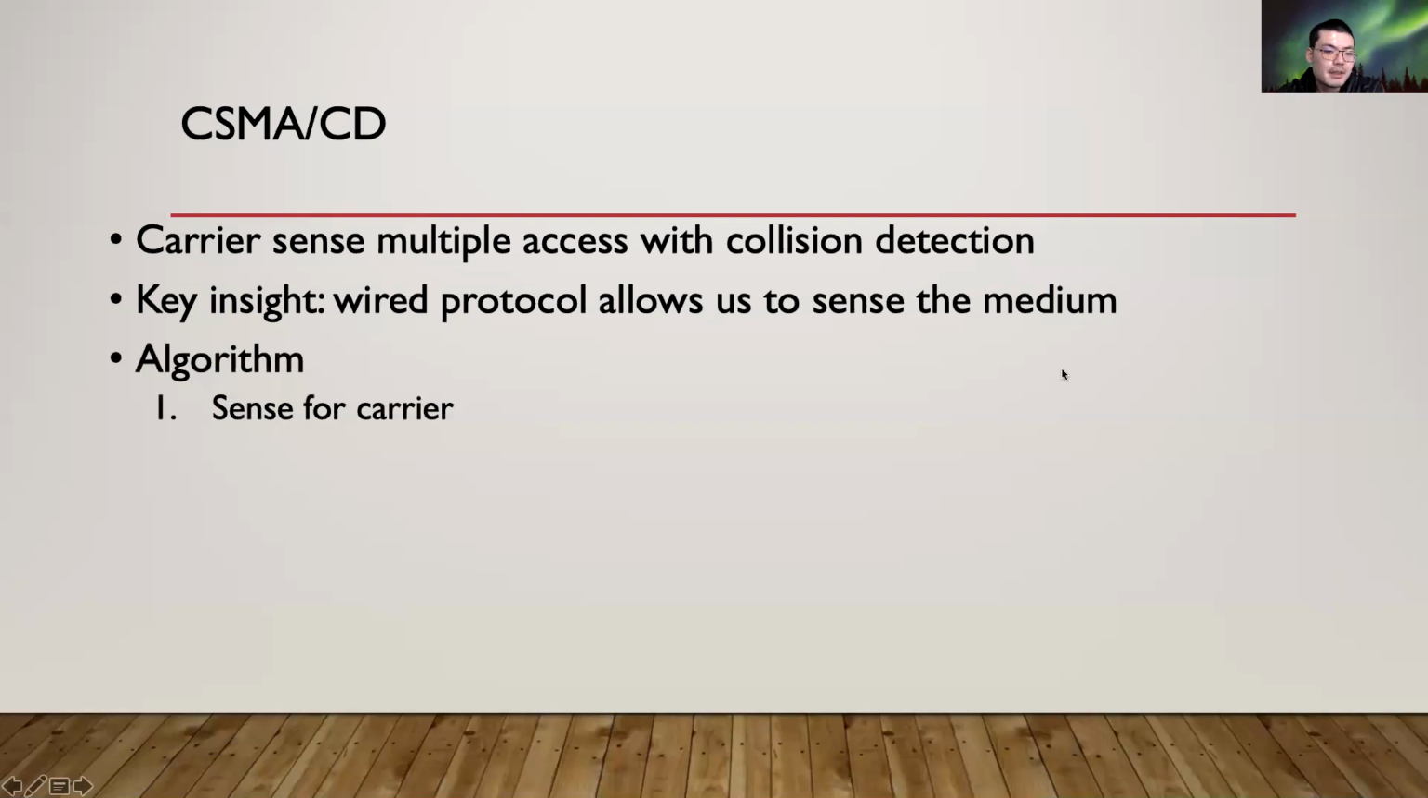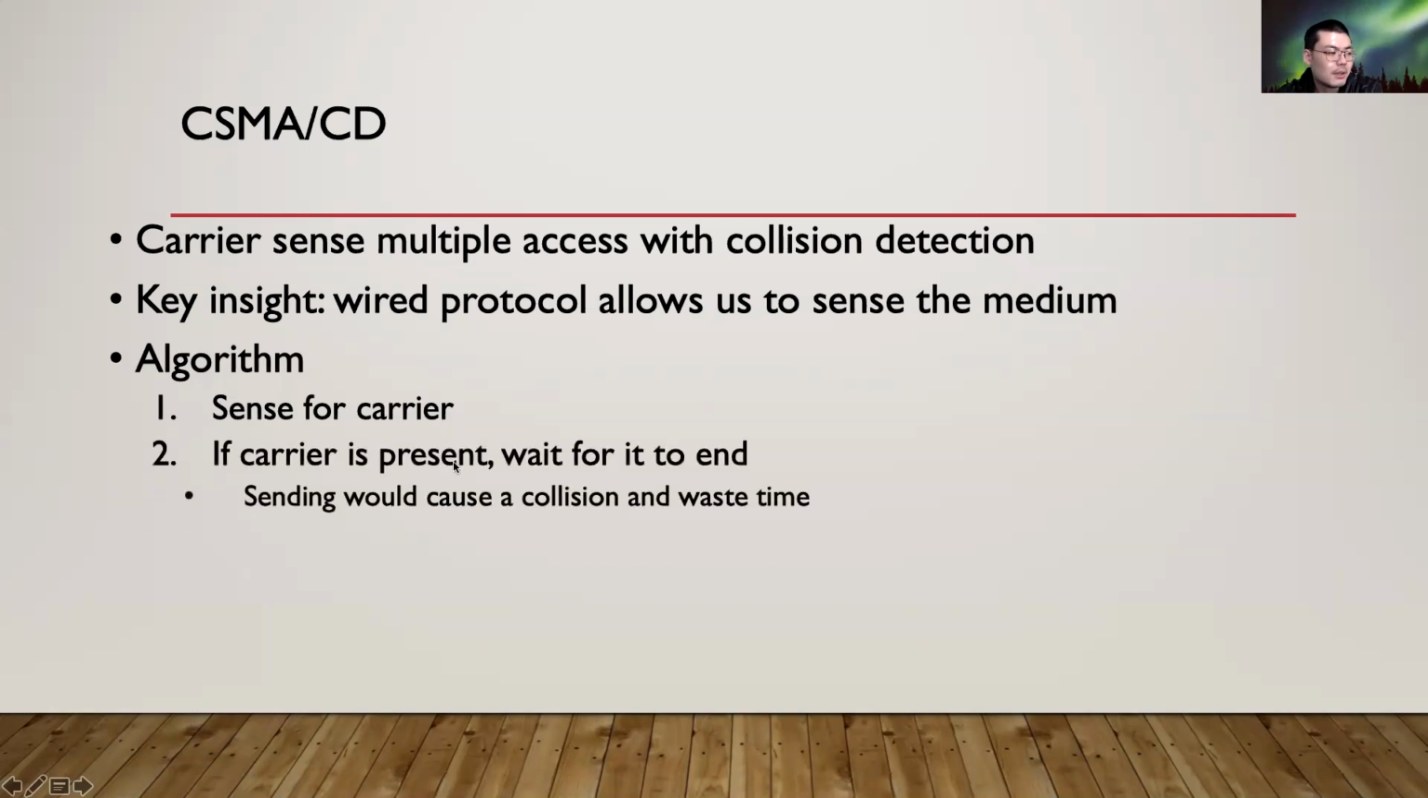So the algorithm for CSMA/CD, where CD means collision detection, is this: we first sense for carrier on the wire. If there's some signal on the wire, we wait for it to end. It's like if somebody is already talking in the room, you just wait for the person to finish talking first. This makes sense because if you send something, it will cause a collision and just waste time. If somebody is already talking and you know they will not stop, you just let them finish their sentence. And then you send the data frame, because now it's idle.